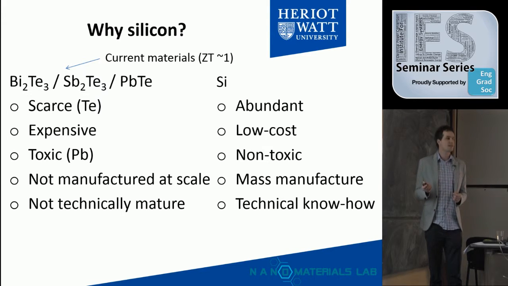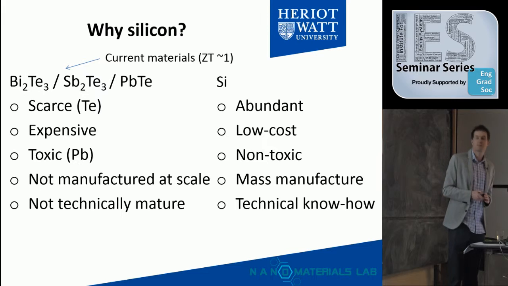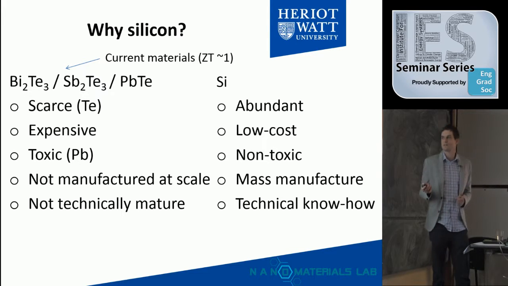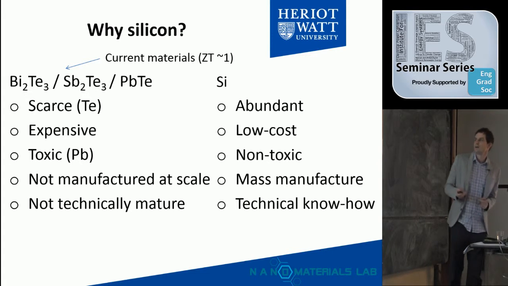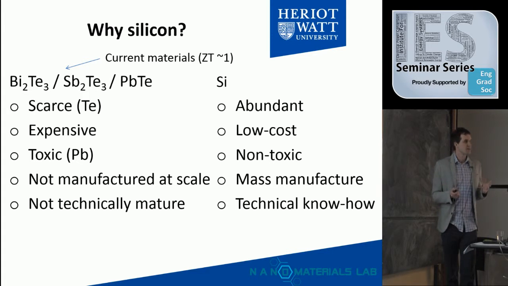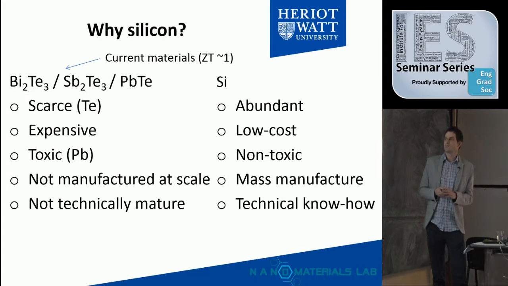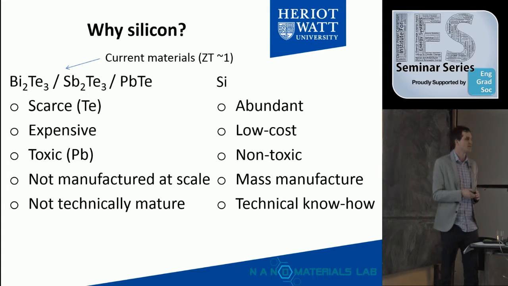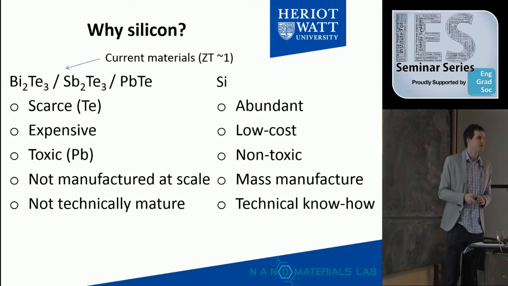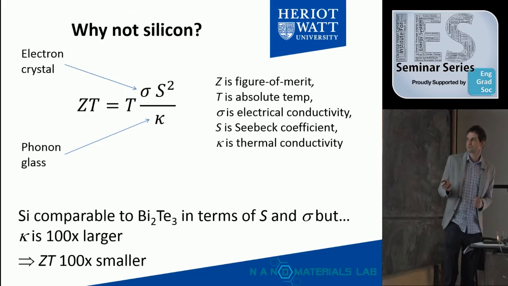So we have tellurium in all of these. It's the 8th rarest element on the planet. It's fairly scarce. The materials are quite expensive. We have lead in one of them. They're not really manufactured at scale and not particularly technically mature. And this is counter to what we have for silicon. Of course, it's abundant, it's low cost, even very high quality, very pure material can be got relatively cheaply. We're used to handling it every day in devices. It's mass manufactured, and we have big technical know-how on this material.